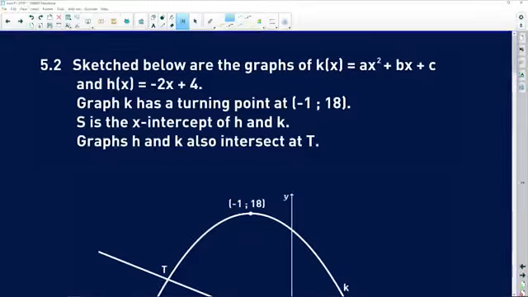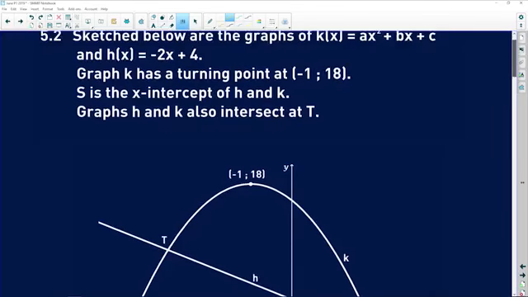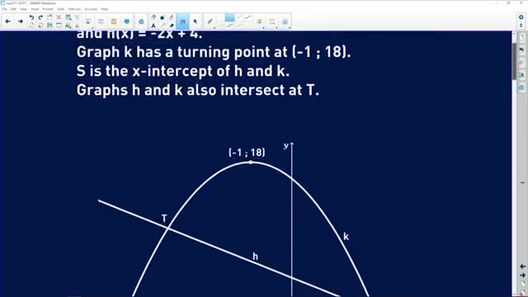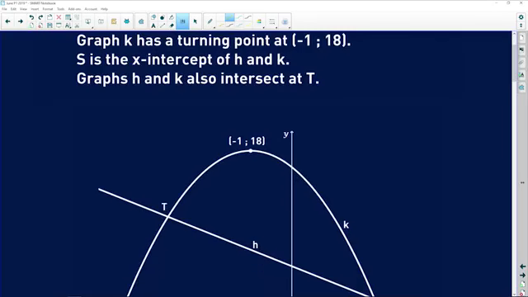Question 5.2 is your parabolas and stuff, but we're starting to introduce some calculus. So I'm going to try and go through this slowly so you guys can understand. Okay, so 5.2 says, sketched below are the graphs of k of x is equal to ax squared plus bx plus c, so that's our parabola, and h of x, which is negative 2x plus 4, so that's just a straight line graph. Graph k, the parabola, has a turning point at negative 1 and 18.